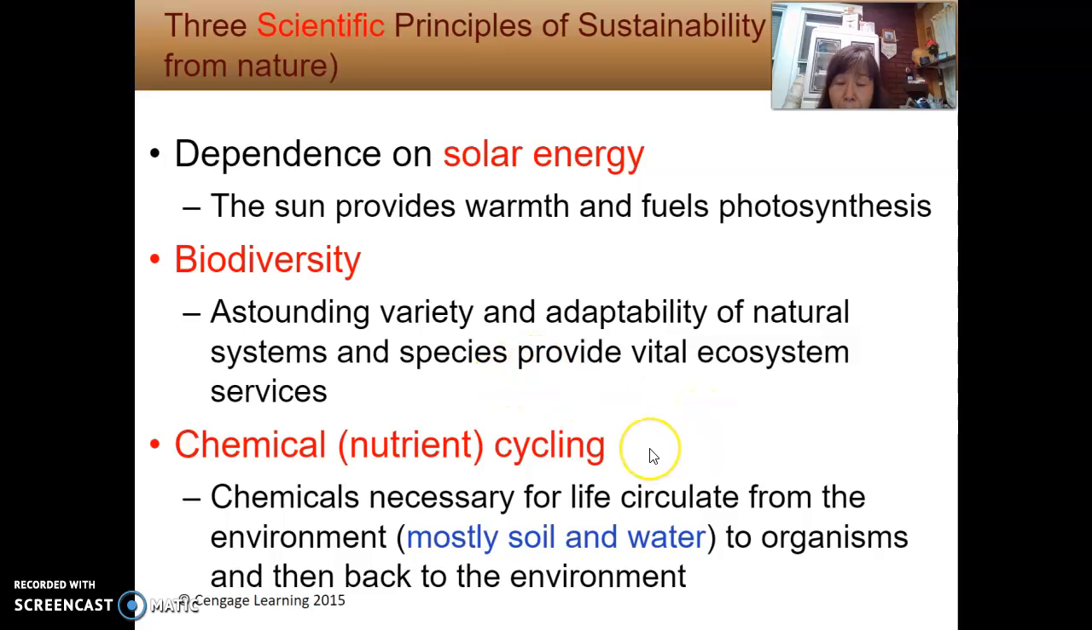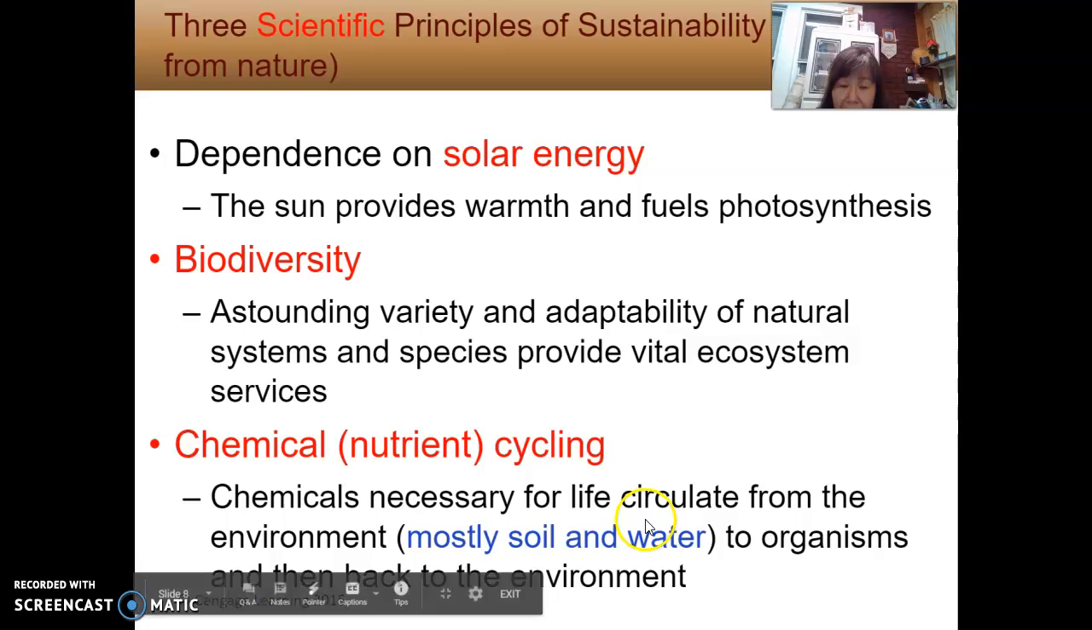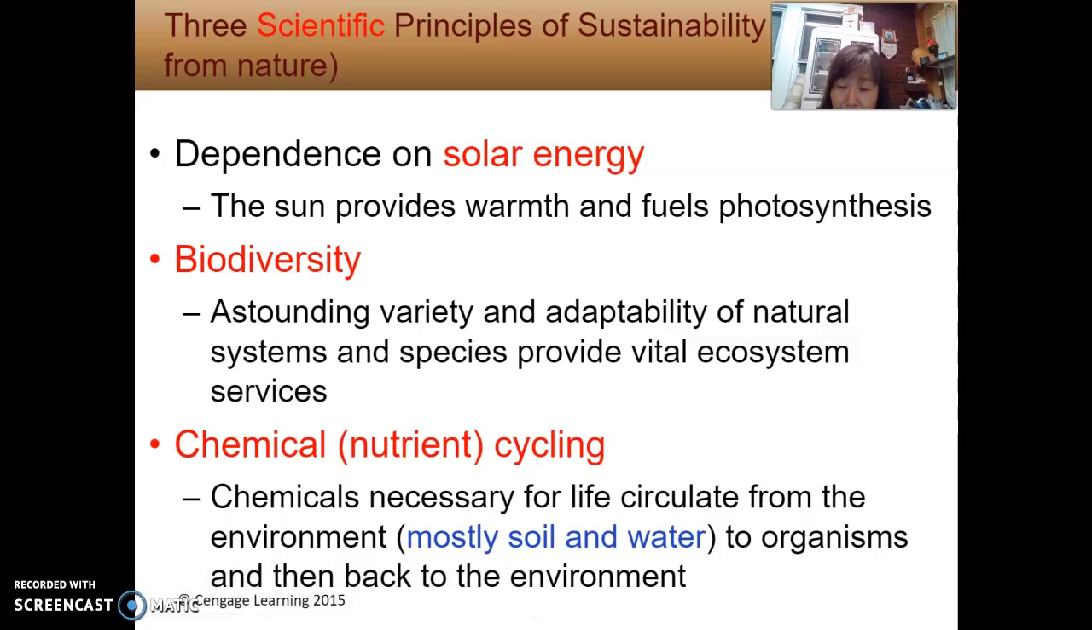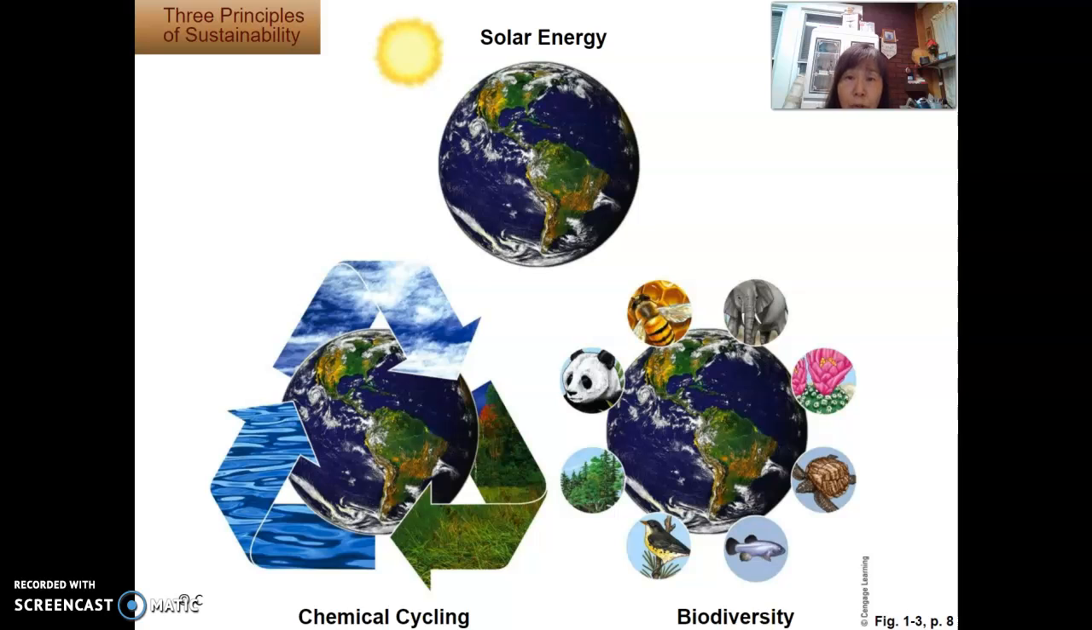Nature also has chemical nutrient cycling. Chemicals necessary for life circulate from the environment, mostly through soil and water, to organisms and then back to the environment. So they don't have extra, but they cycle very well, so there's no lack. Those symbols you will see frequently in our book show the solar energy dependence, biodiversity, and chemical cycling.